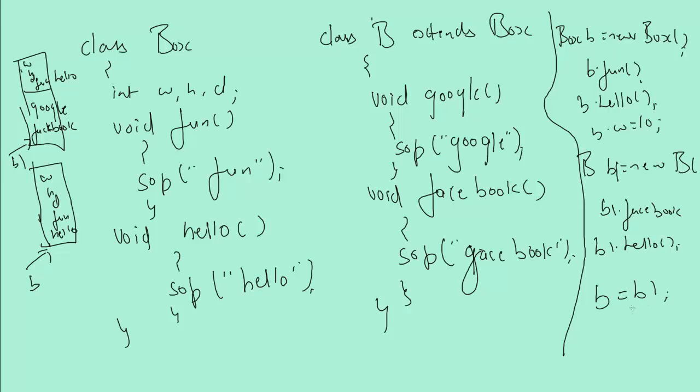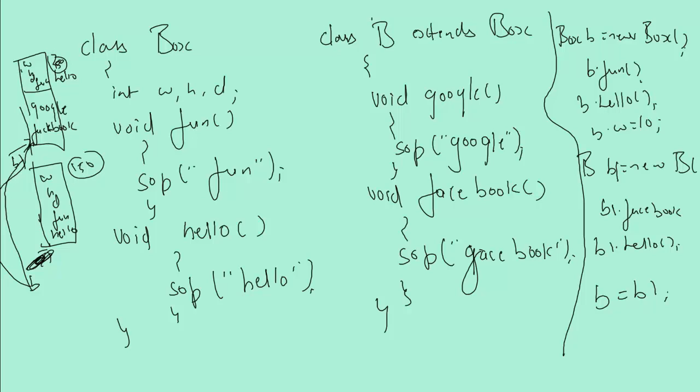So now what happens? B, instead of pointing to this memory location, starts pointing to this other memory location. B will start pointing to this memory location. Assume that this has the address 150 and this has the address 250. So now what has happened?